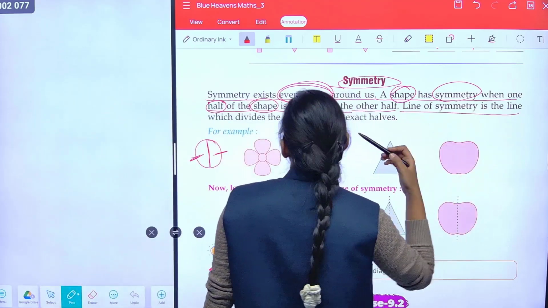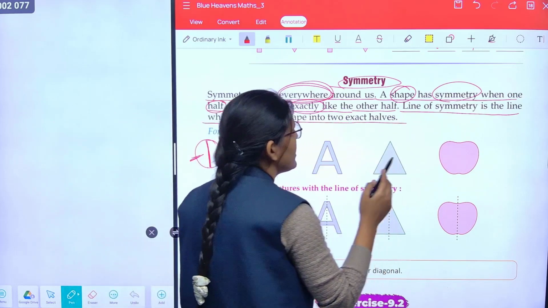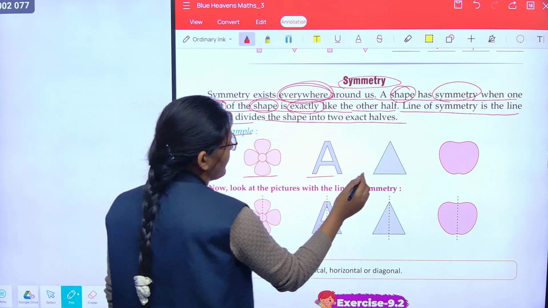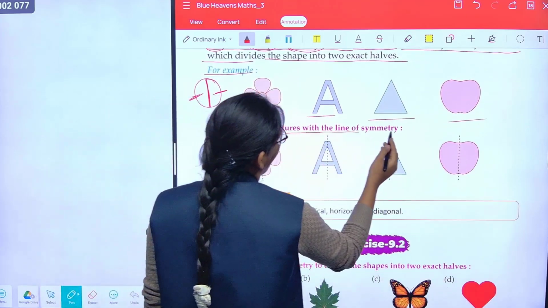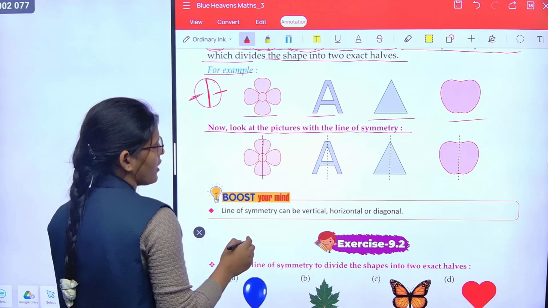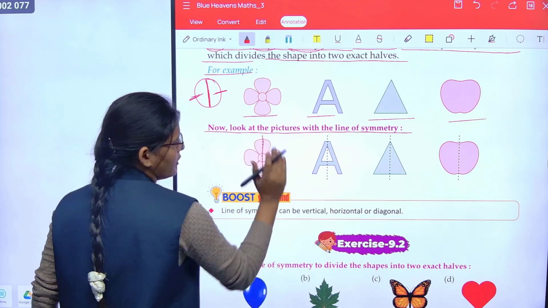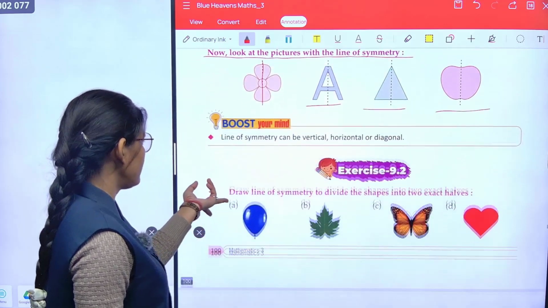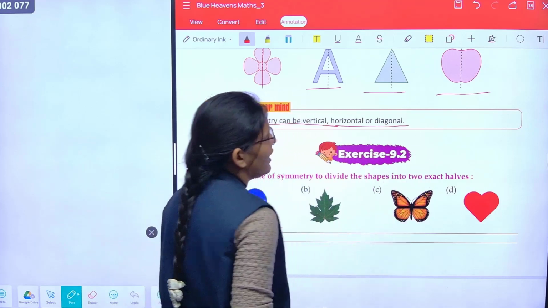Line of symmetry is the line which divides the shape into two exact halves. For example, flower, egg, triangle, apple. Now look at the picture with the line of symmetry. Okay class, it is the line of symmetry. See, this half looks like the other half. Like this, a triangle and this shape also.